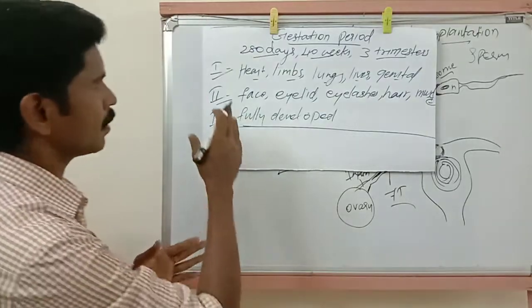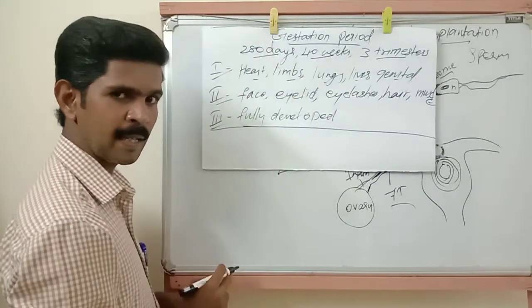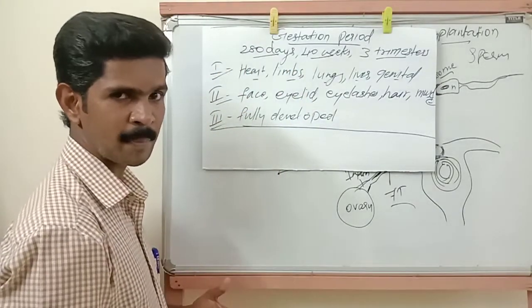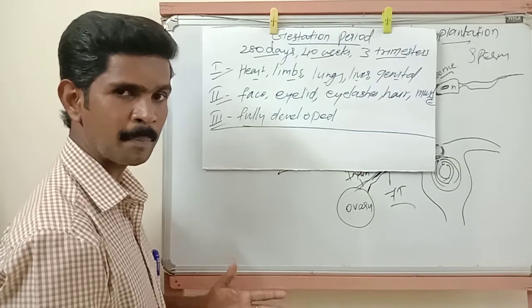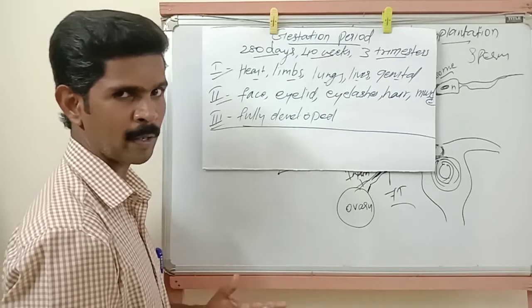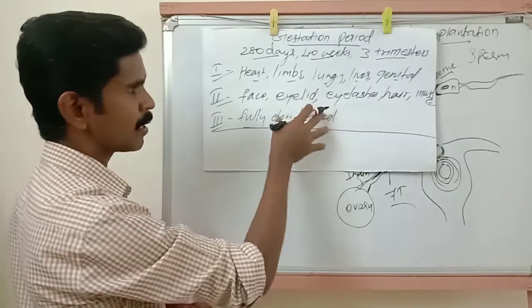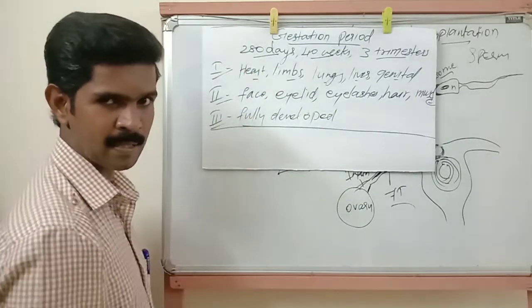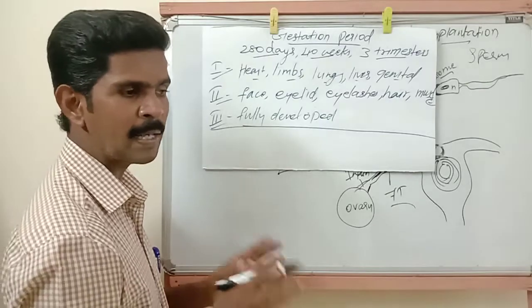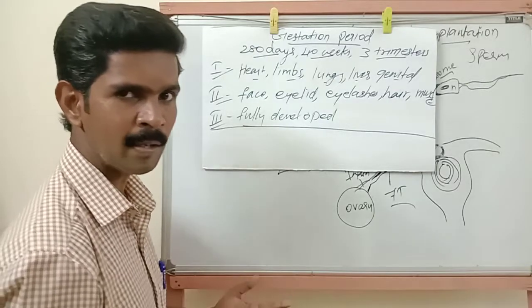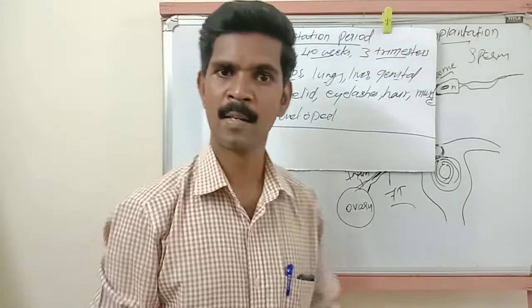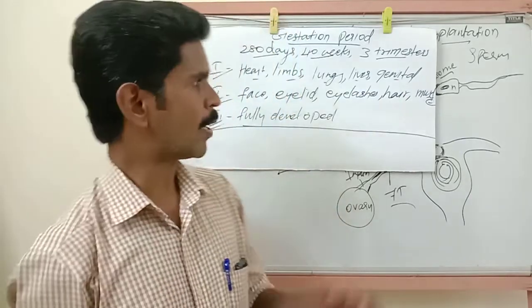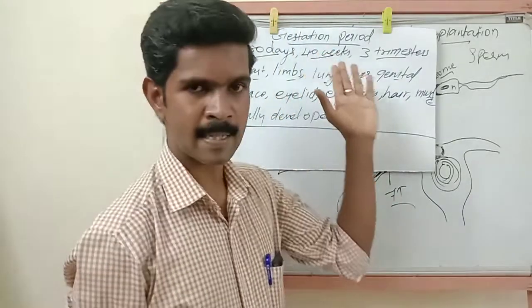So during this gestation period, many changes take place. That means many organs are developing in the body of the fetus one by one. All these organs are developed in the fetus during these 3 trimesters. After 9 months, a well-developed baby is ready for birth. Understand all of you? So I hope you all understood this gestation period.